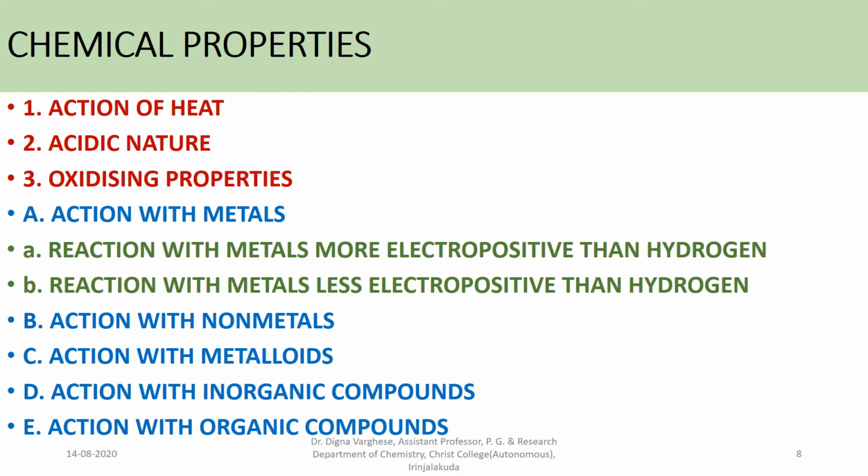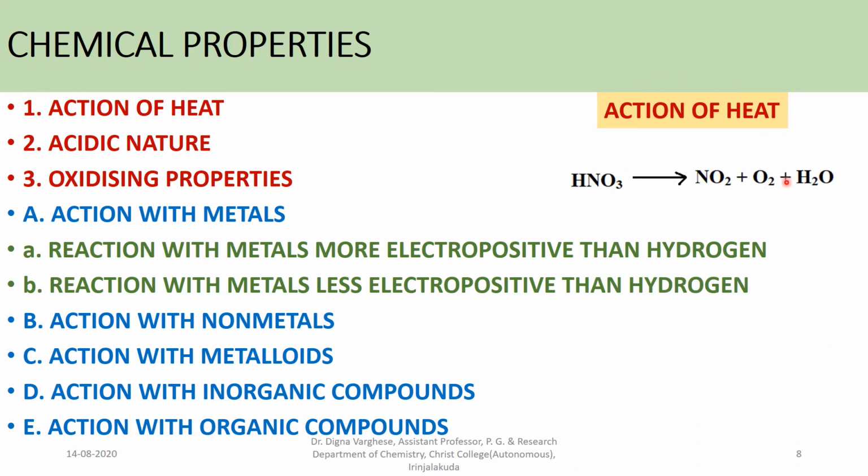Chemical properties of nitric acid. Here we are discussing its action of heat, acidic nature, oxidizing properties, action with metals, reaction with metals more electropositive than hydrogen, that is, reaction with metals less electropositive than hydrogen, action with nonmetals, action with metalloids, action with inorganic compounds, action with organic compounds. First reaction is action of heat. Nitric acid decomposes upon strong heating to nitrogen dioxide, oxygen and water.